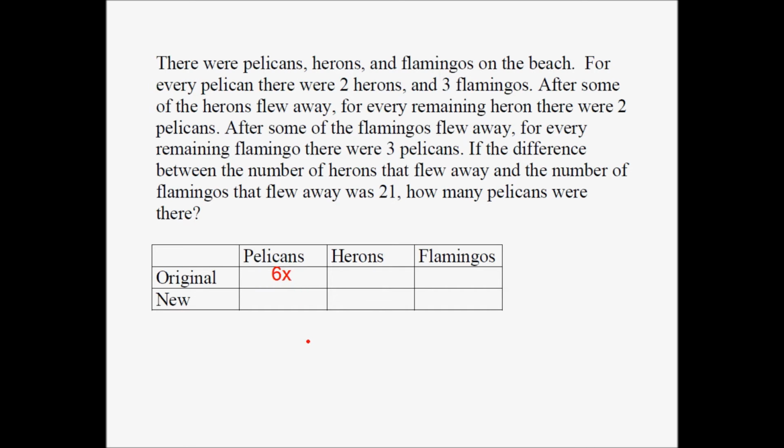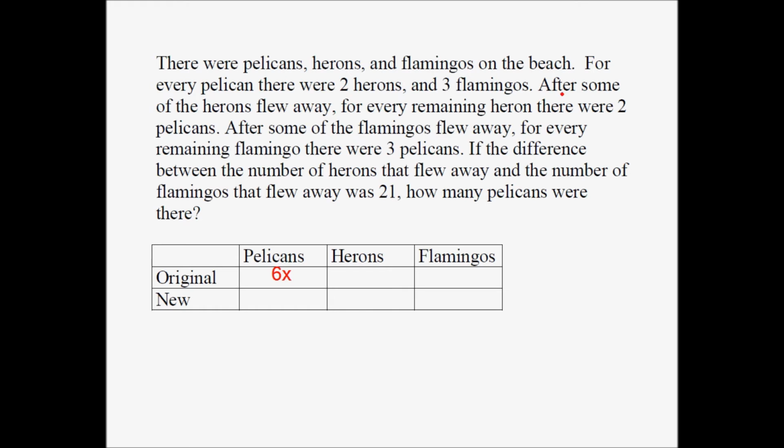Okay. So this is the original scenario: number of pelicans, number of herons, number of flamingos, and the new case would be the new number of pelicans, the new number of herons, the new number of flamingos. Now, originally, if there were 6x pelicans, 6 is a product of 2 and 3. Many things are being multiplied by 2 or divided by 2 or multiplied by 3 or divided by 3. That's why 6x is a good choice.